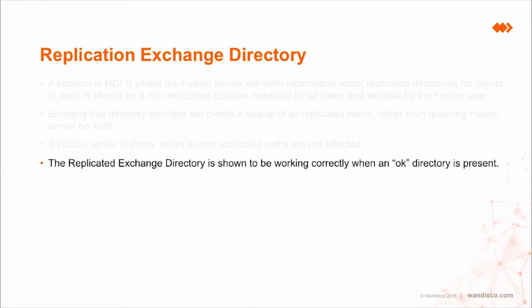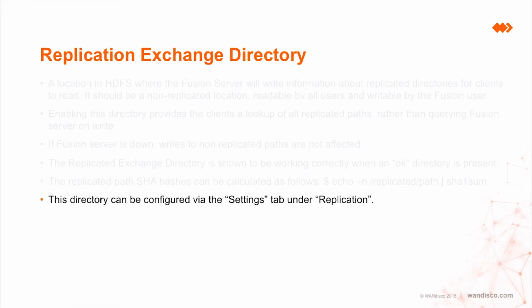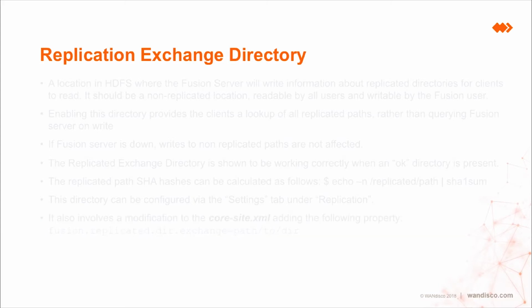The replicated exchange directory is shown to be working correctly when an OK directory is present. The replicated path secure hashes can be calculated as follows with the echo -n replicated path pipe sha1sum command. This directory can be configured in the settings tab under replication. It also involves a modification to the core site XML, adding the following property: fusion.replicated.dir.exchange and the path to the replicated exchange directory.